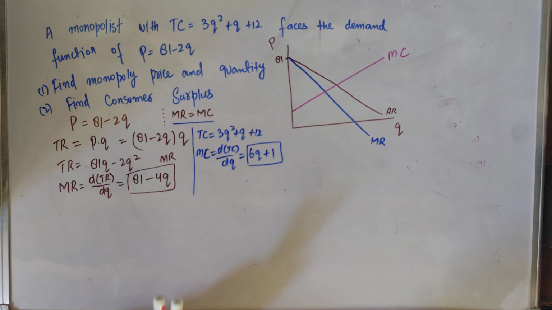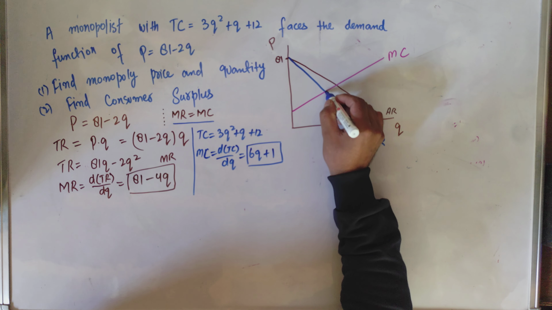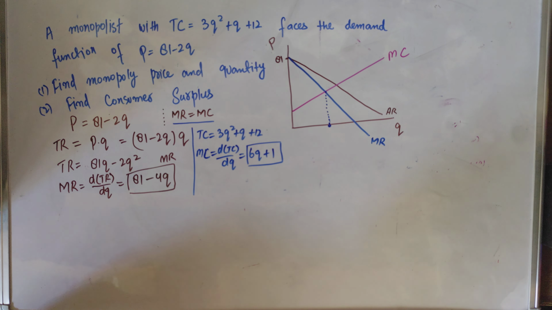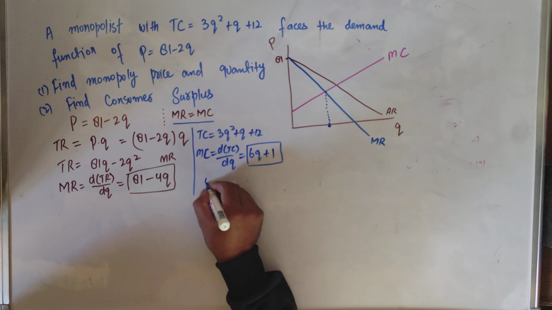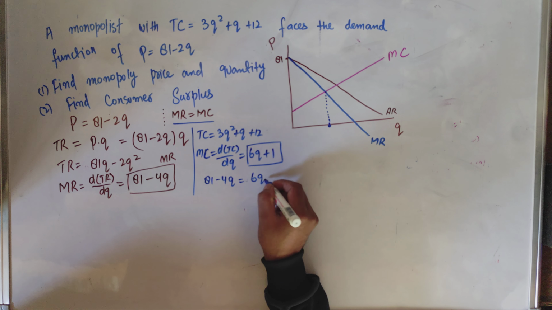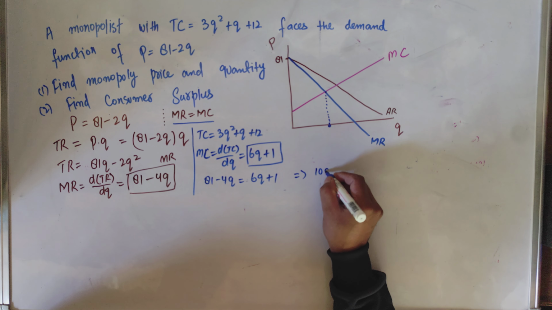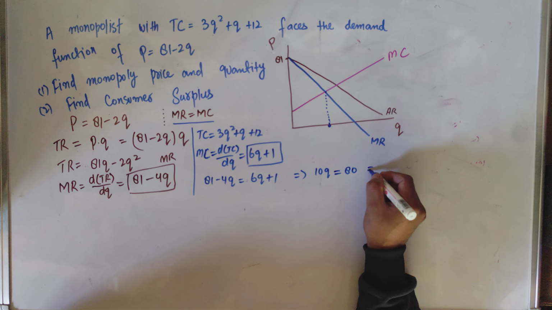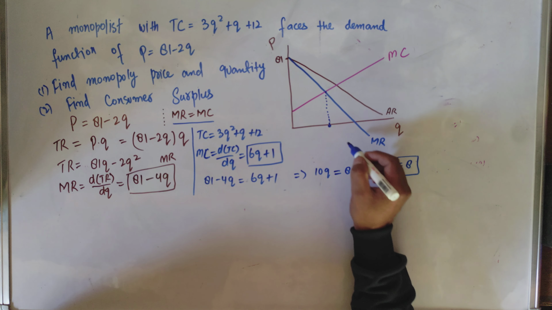Now as we know, profit is maximized where marginal cost and marginal revenue functions intersect. So this is the intersection point. This point will give us the monopoly quantity. Equating marginal revenue with marginal cost, we have 81 minus 4Q equal to 6Q plus 1. Transposing, it becomes 10Q equal to 81 minus 1, which is 80. Dividing both sides by 10, we get Q is equal to 8. So the profit maximizing quantity is 8.